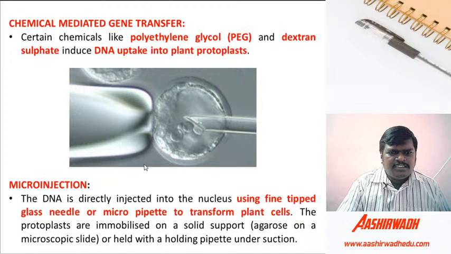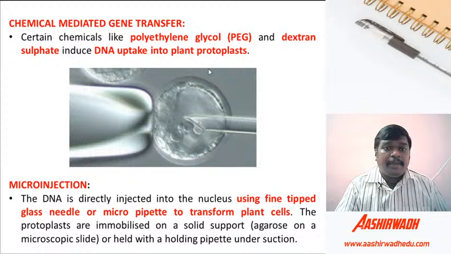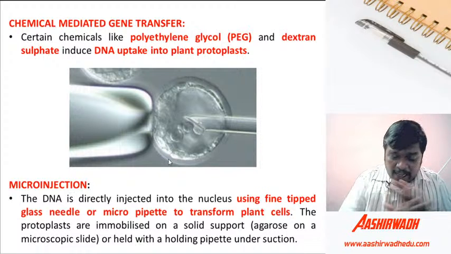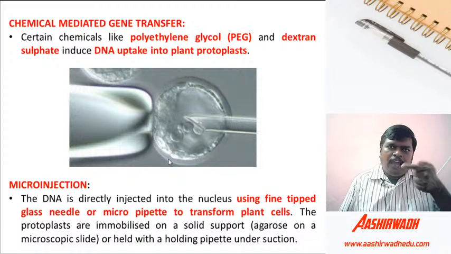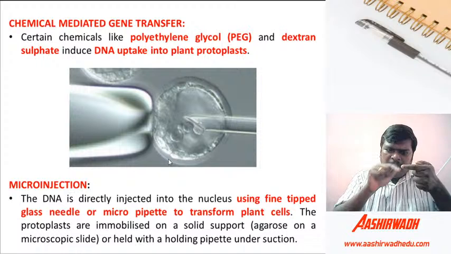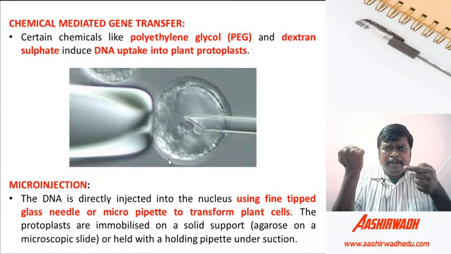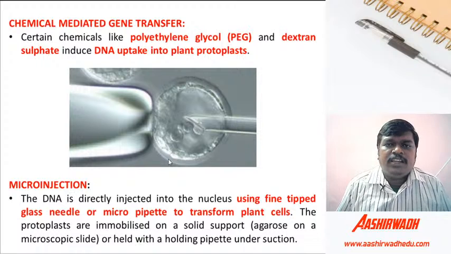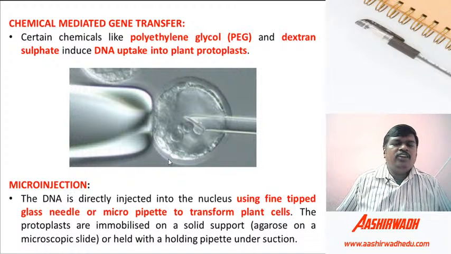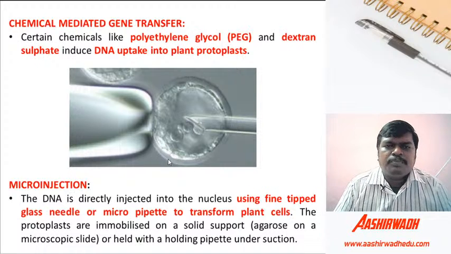So this is the large size pipette. This is called the holding pipette. The whole process is done on a slide, a solid support which contains agarose on the microscopic slide. So agarose will be there. They'll have a holding pipette, and the cell will be the host cell. With the help of a micropipette, they will inject the nucleus directly into the host cell. This is called the microinjection process.